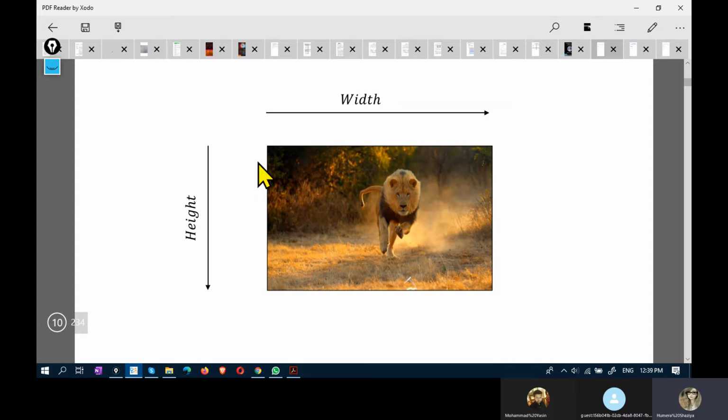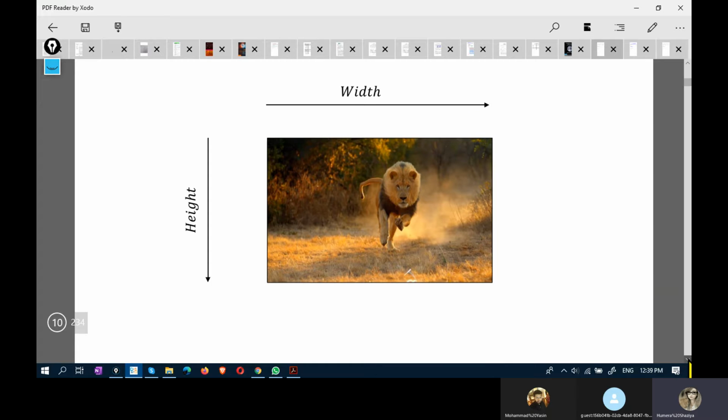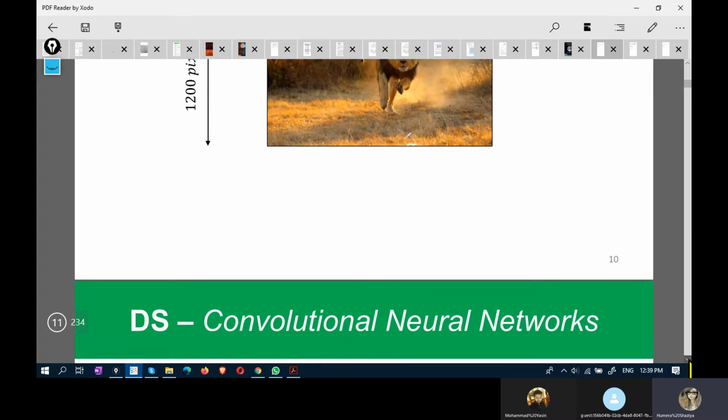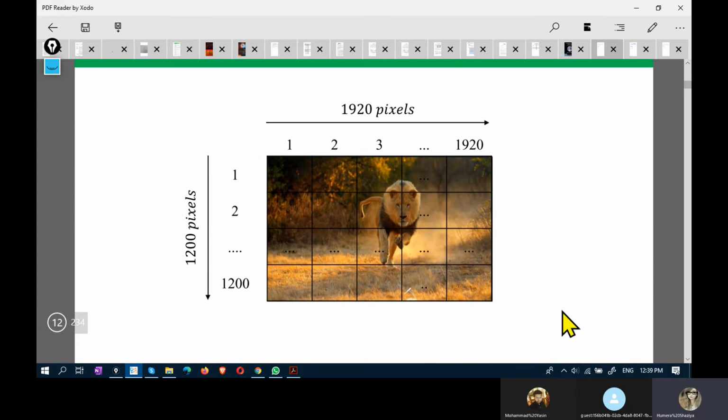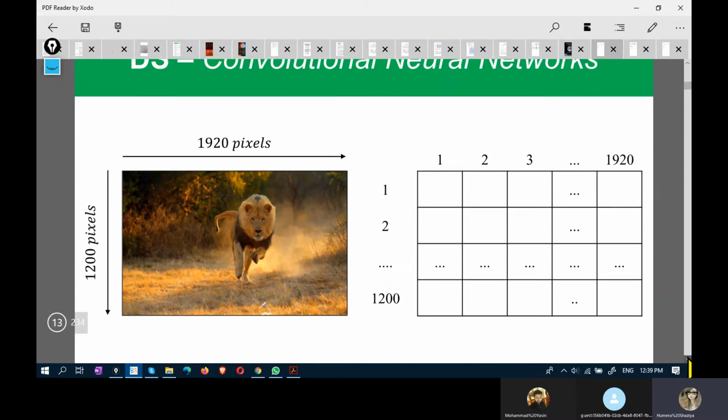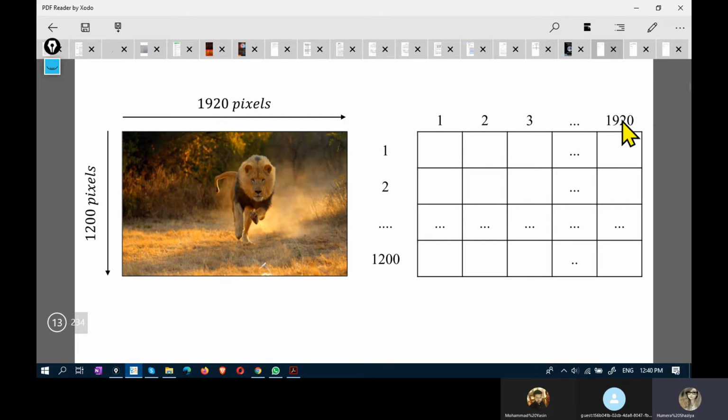Okay, this is width, height. Look here. It is divided. Every pixel will have a value. Here you see 1920, 1200. This is width, this is height. 1200 rows and 1920 columns.